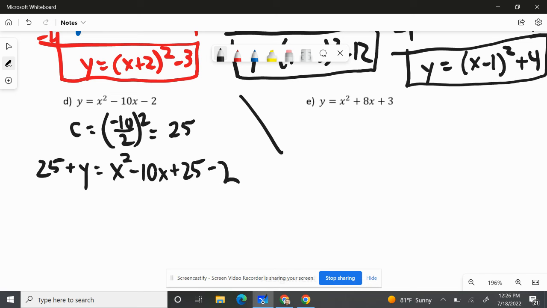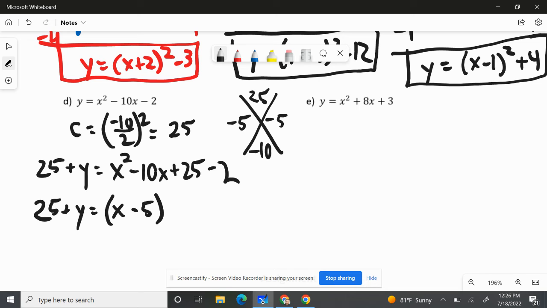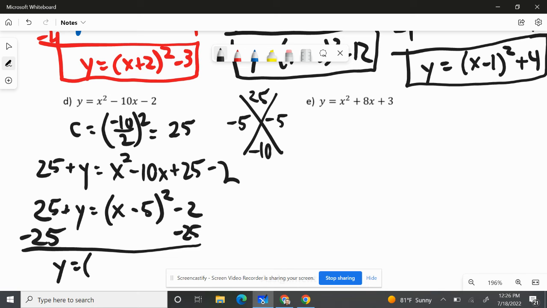Then we're going to factor it. Two numbers that multiply together give us 25, add up to -10. That'd be -5 and -5. So once again, remember, if we're doing this correctly, it's always the same number. So x minus 5 squared minus 2. And then what I do is I subtract the 25. Y equals x minus 5 squared minus 27.